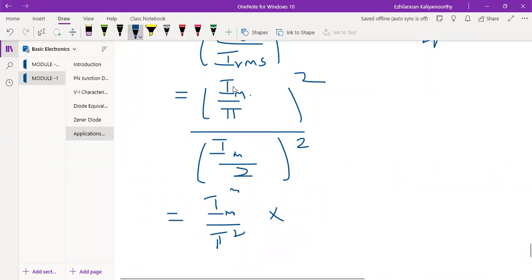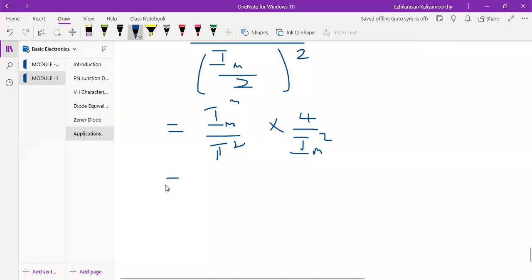So this will become IM square by pi square, and this will be 4 by IM square. I hope now you got it. So IM square will get cancelled. Then we'll get 4 by pi square. Then what is 4 by pi square? That is 4 by 3.14 the whole square. You have to substitute. Then we may get the efficiency.